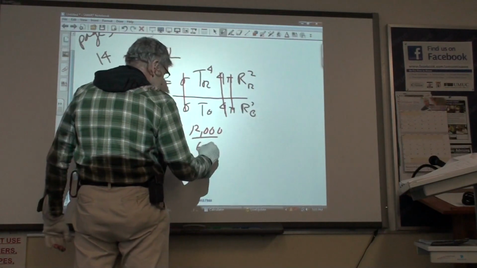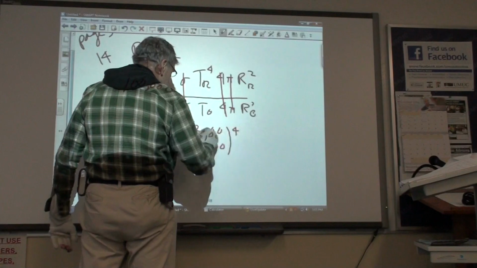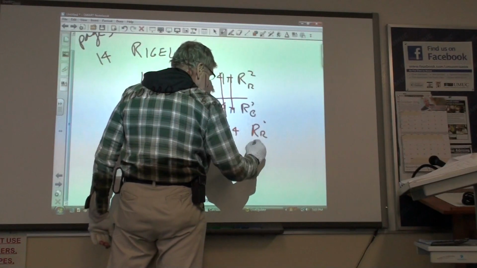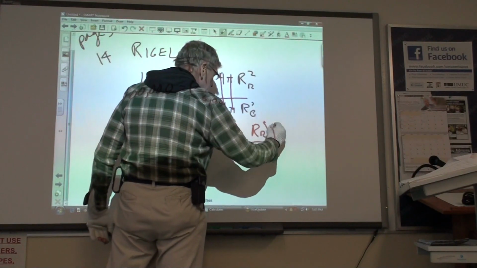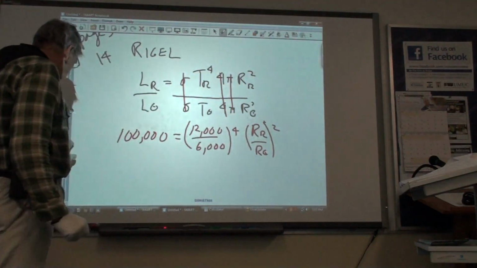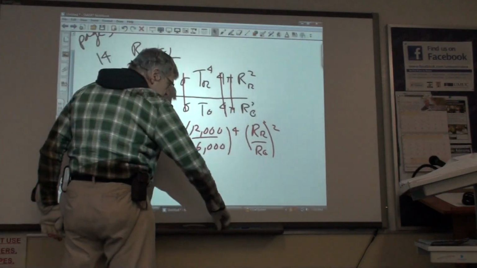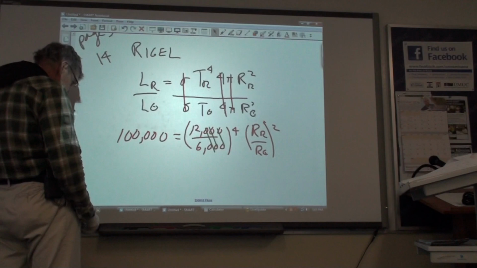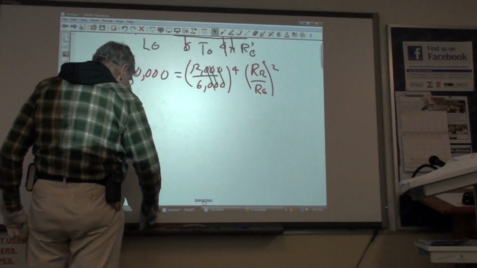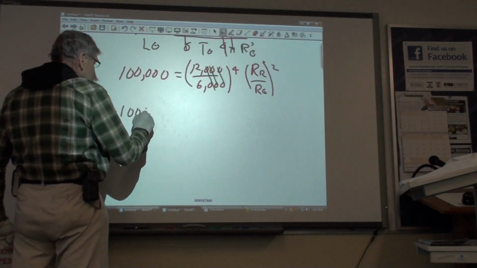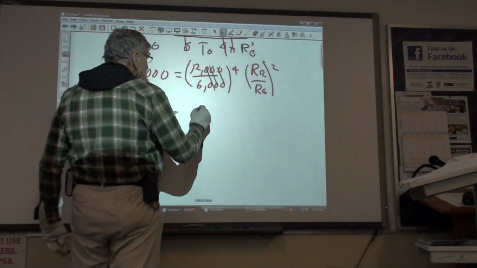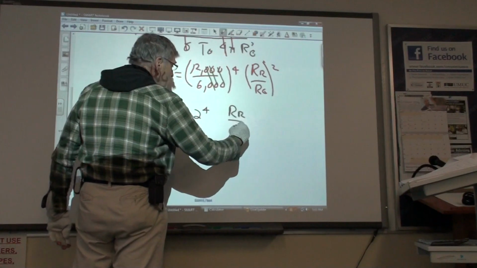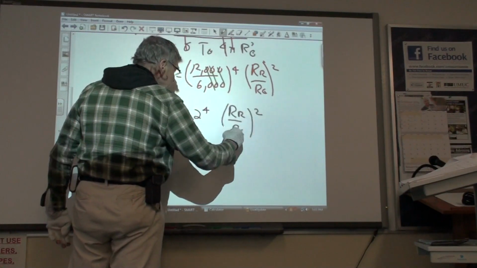And the temperature of the sun is known as 6,000 degrees to the 4th power. And this gives you the radius of Regal over the radius of the sun to the power squared. Now we do some cancellation of these zeros. 1, 2, 3, and 12 over 6 is exactly equal to 2. So we have 100,000 equals 2 to the 4th power times what we're looking for to the 2 power.